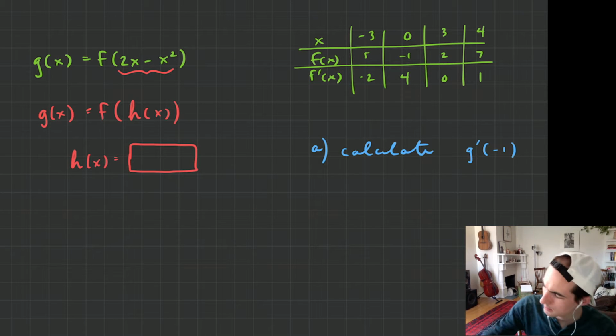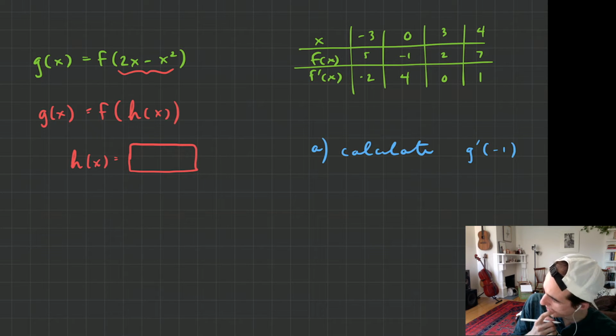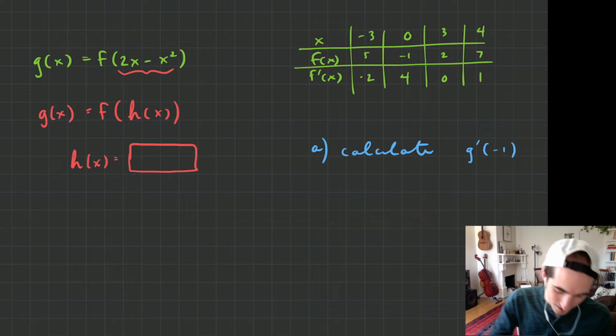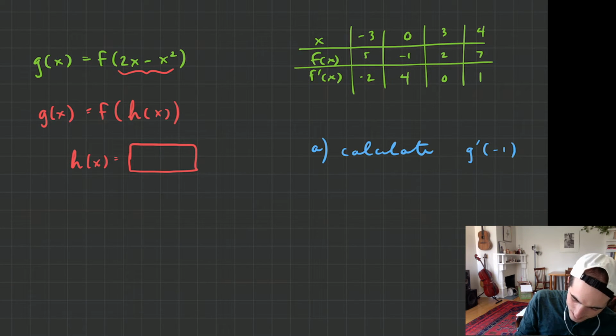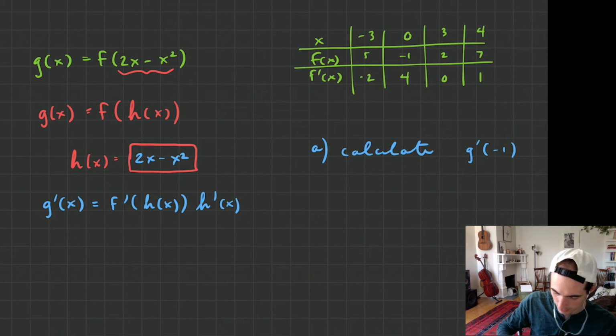Were you able to get part A? No? Okay. I'll give you a little hint. h of x in this case is 2x minus x squared, right? So if I get g prime of x, using the chain rule, I'm going to get f prime of h of x times h prime of x. Right? Okay, so that's good.